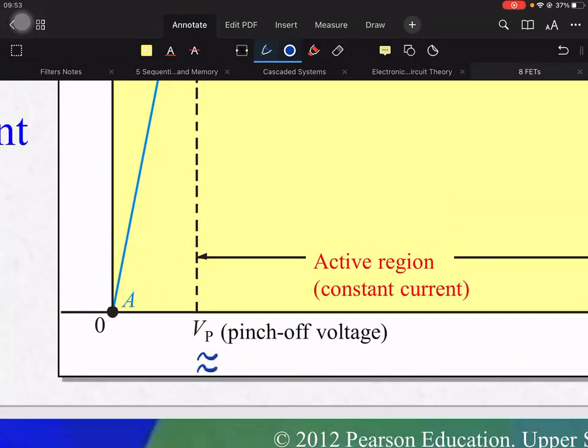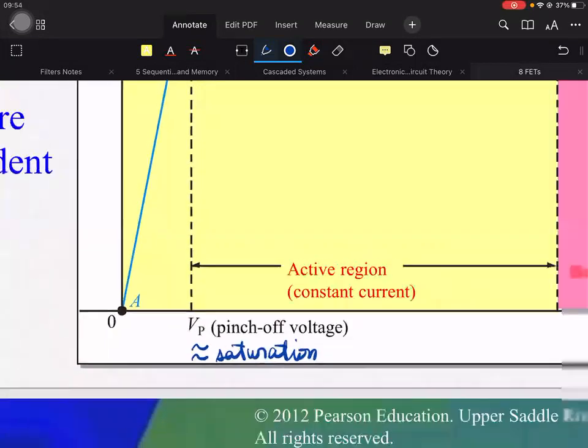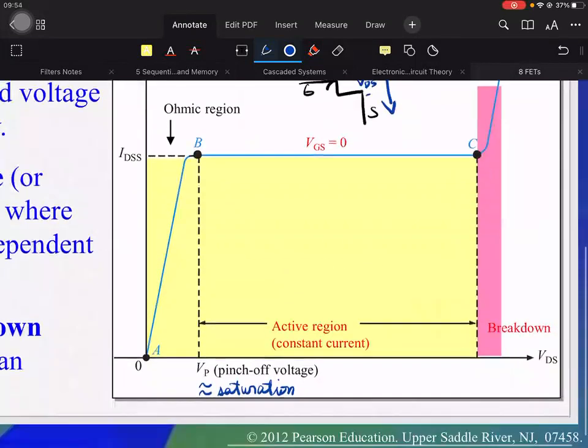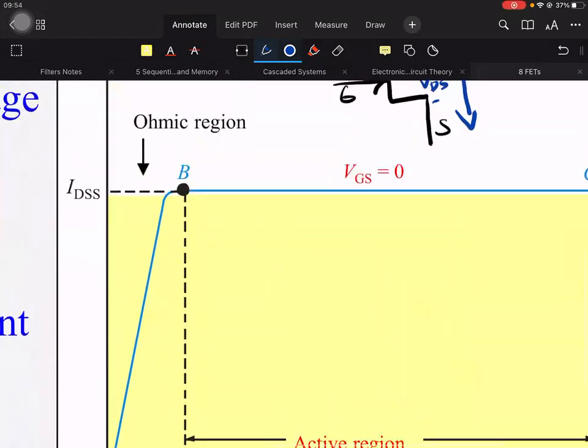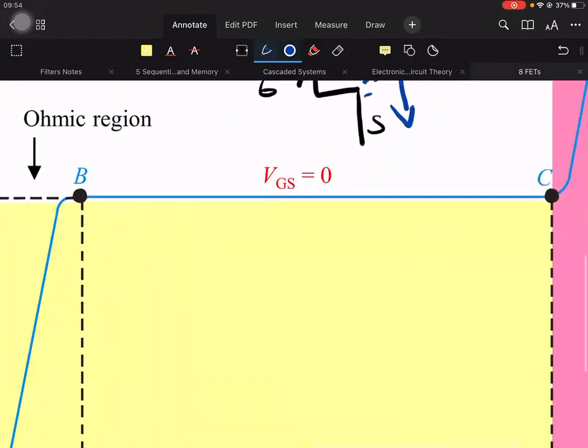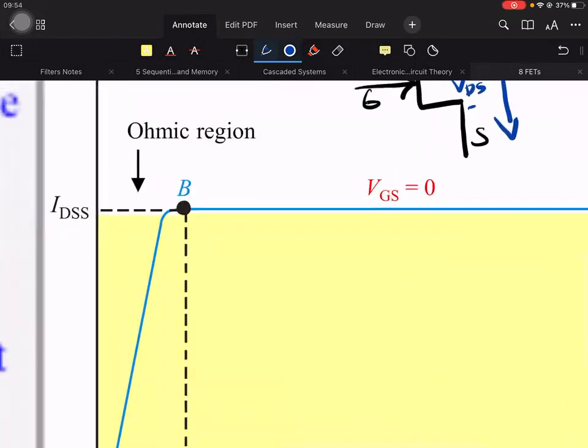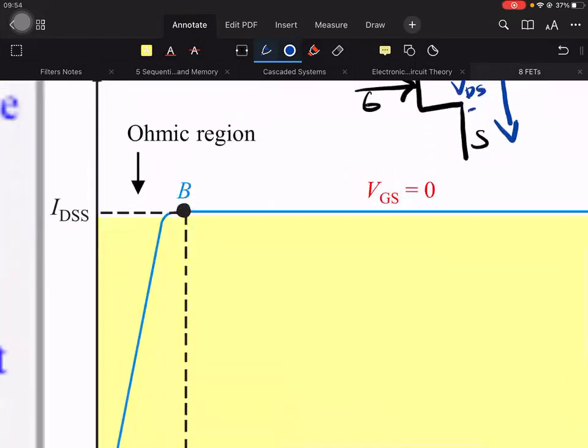This is synonymous to the saturation current of the BJT. So when pinch off is reached, or VP, that's the pinch off voltage. When pinch off is reached, the value of the current flowing from the drain to the source will plateau in value. So mag-constant na siya. And that value is IDSS.